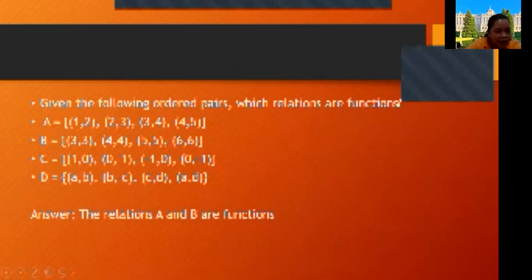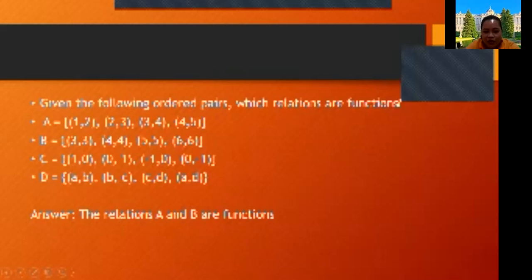How about letter B? The ordered pairs are (3, 3), (4, 4), (5, 5), and (6, 6). Again, we have to look at all the domain, meaning we look at all the first elements in the ordered pairs. So the first elements are 3, 4, 5, 6. So the x are not repeated. Therefore, letter B is a function.